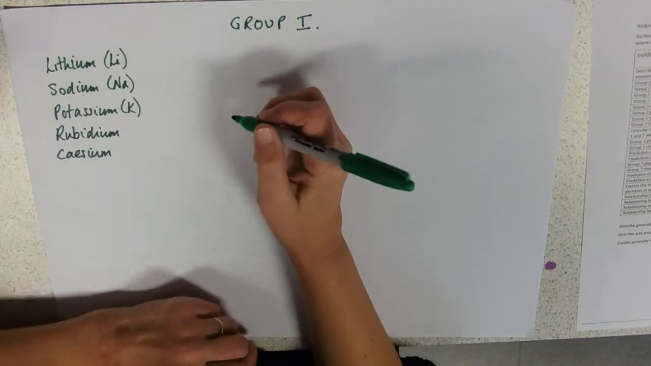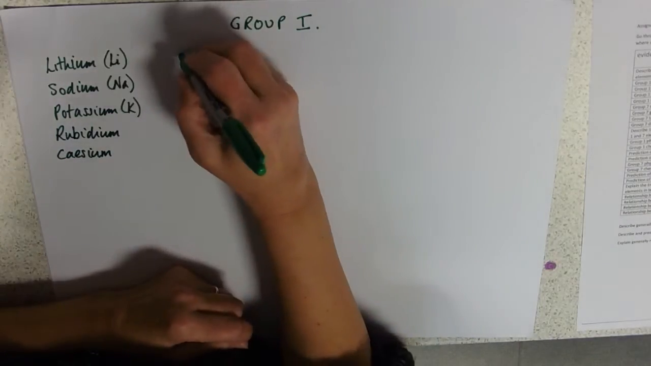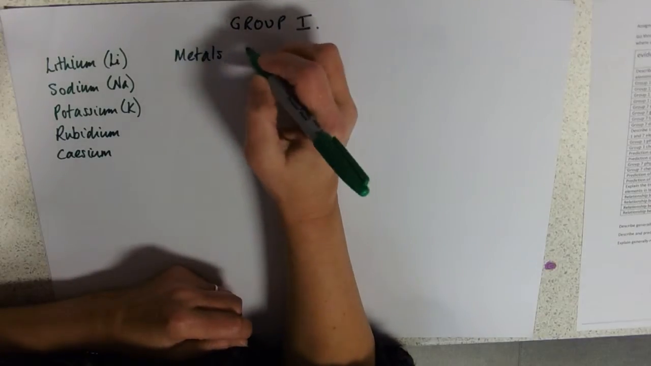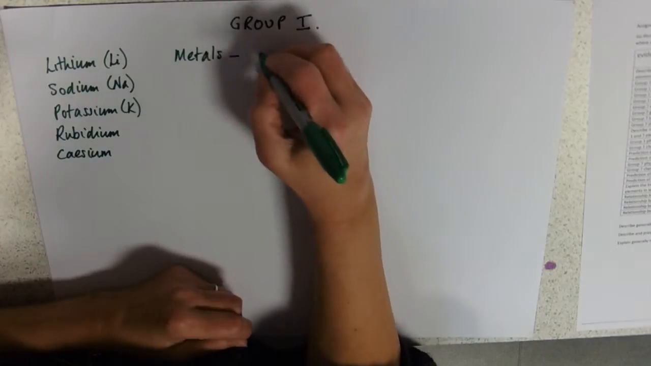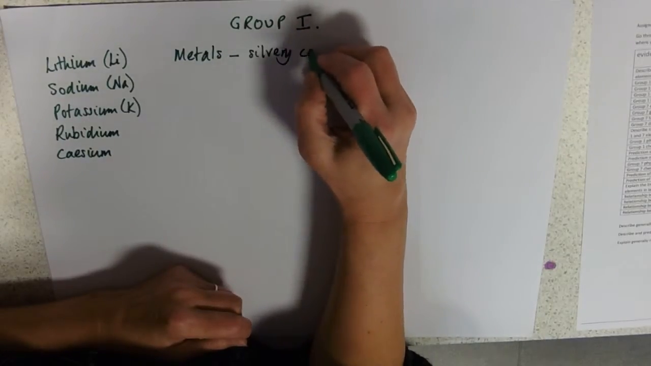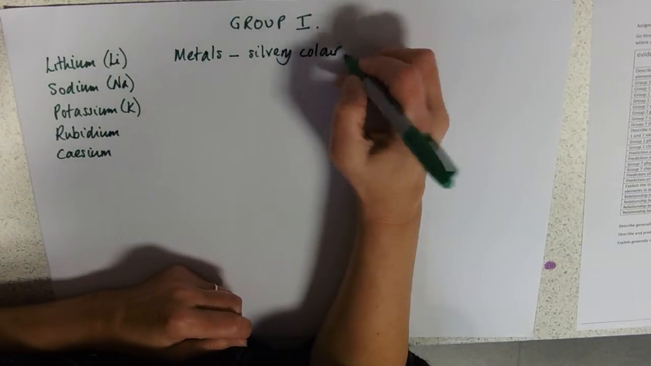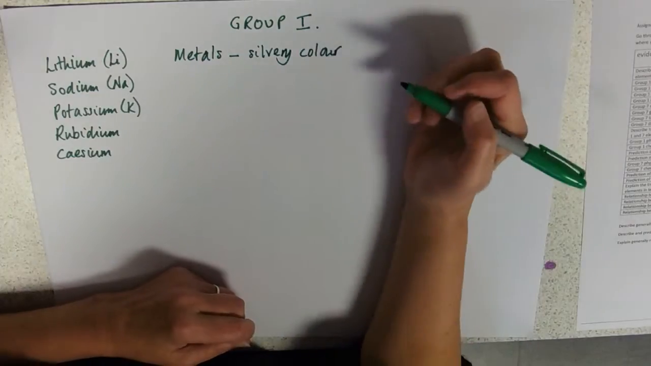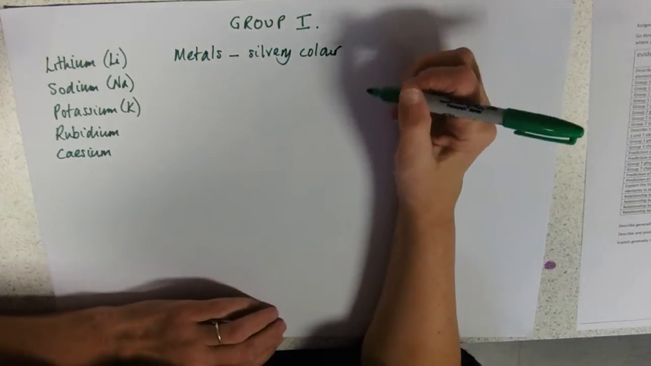So, what can we say about these? These are all metals. And that means in appearance they're a kind of silvery colour. You can't often see it because they are actually really quite reactive, so the silvery tends to go to a sort of very dull colour as it reacts with oxygen.